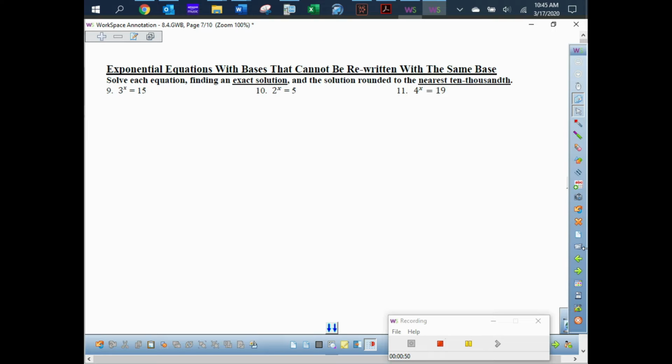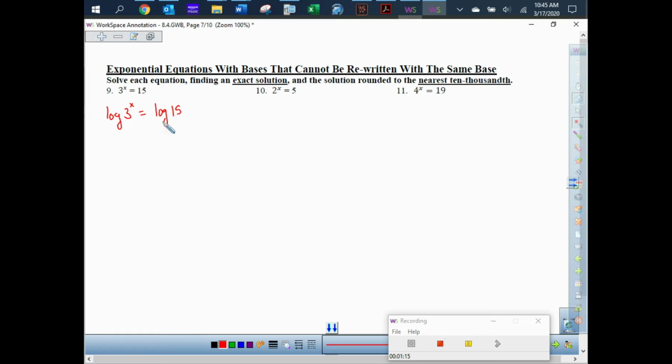All right, now we're going to solve some more exponential equations, but these bases cannot be rewritten with the same base. So like 3 and 15. 15 is not a power of 3. So we've got a real simple idea. This is what logarithms were invented for: when you can't rewrite them with the same base, we're going to log both sides. So what we do to one side, we can do to the other. Do you see how I've totally just logged both sides?